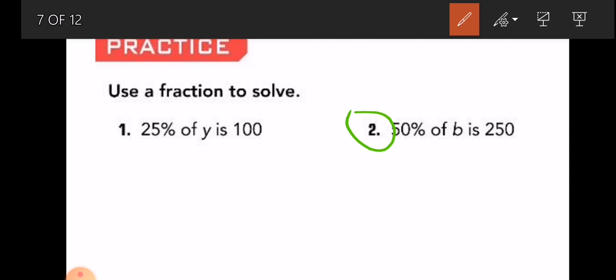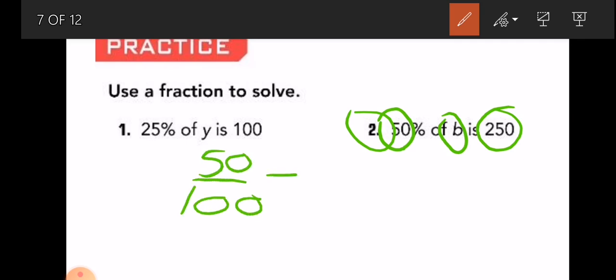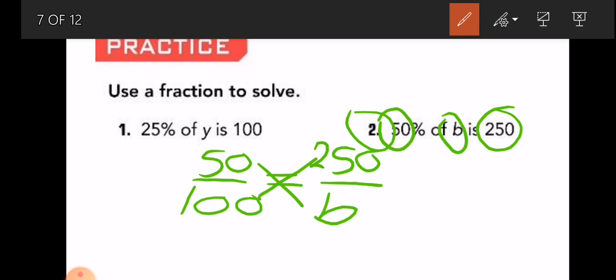50% of B. What does that mean of B? It means the total B is 250. It means the part here is 250. Here is my total, here is my percent. Okay, so let's write the rule. I have the percent over 100 equals the part over the total. The total here is B. How to get B? Cross multiplication.